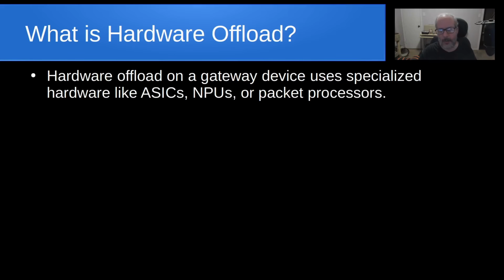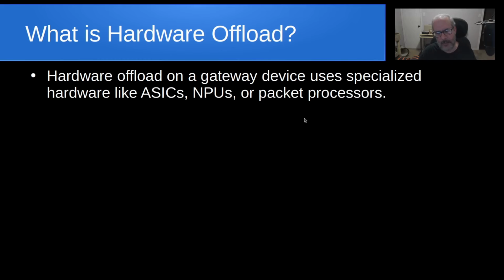Hardware offload on a gateway device, really any gateway device, uses specialized hardware, for example ASICs, NPUs, or packet processors. ASICs are probably some of the more common things that are used. An ASIC is an application-specific integrated circuit. So it's basically a chip that's designed to do one specific job extremely efficiently. Look at it like a neural processing unit in an AI processor. That's what hardware offload does.